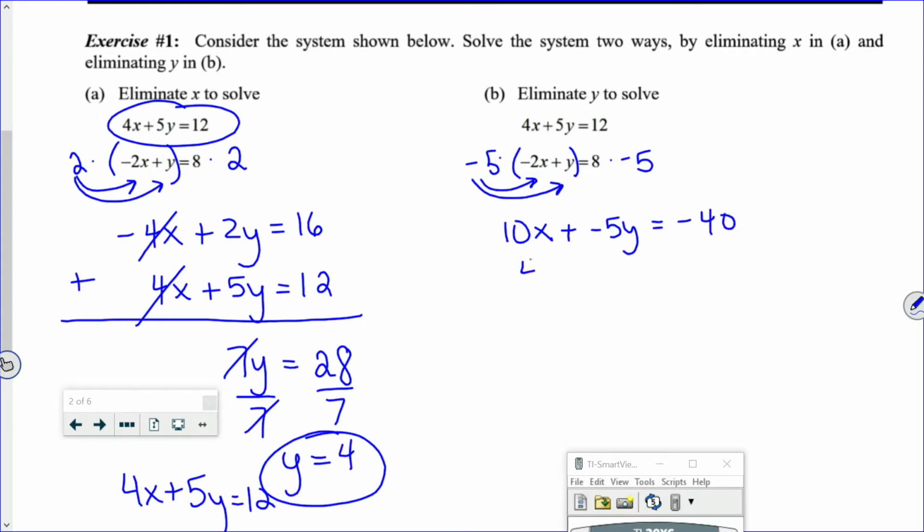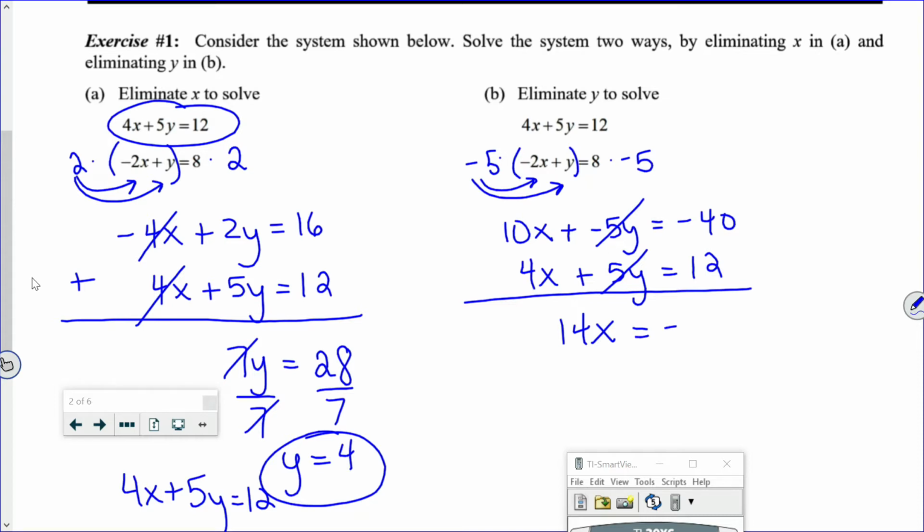Again, I'm going to take my first equation and write it right underneath it. 4x plus 5y is equal to 12. When I add those together, I'll get 14x. The negative 5y and the positive 5y, when added together, cancel. And I'm going to end up getting negative 28. Negative 40 plus 12 is negative 28. Divide both sides by 14. Negative 28 divided by 14 is negative 2.